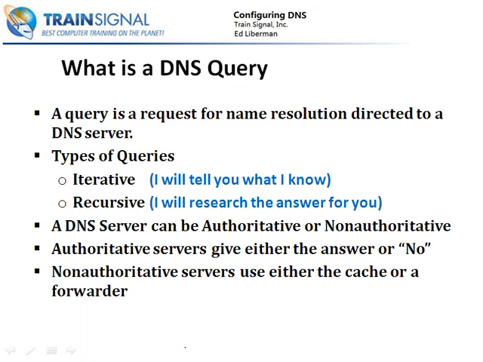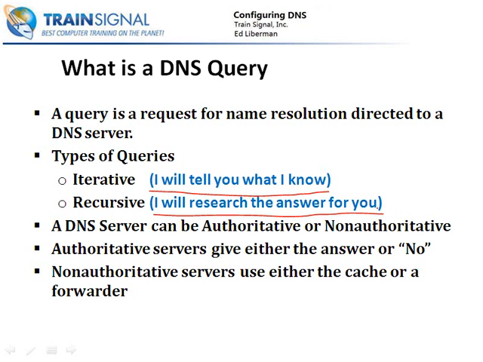So what is a DNS query? Well, a query is a request for name resolution directed to a DNS server from a DNS client. Now there's two types of queries. They're called iterative and recursive. Now the simple definition I put here is an iterative query is where a DNS server says, I'll tell you what I know, but that's it, even if what I know is a reference point to another DNS server. Whereas a recursive query is a DNS server saying, I will research the answer and get a complete answer for you, or a definitive no, there is no such answer. I will show both of these to you in just a few moments.